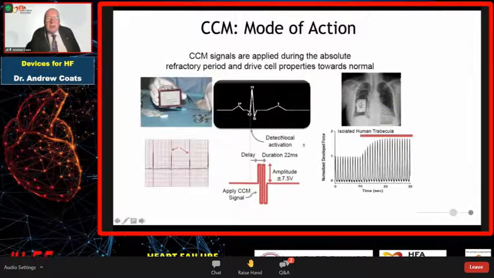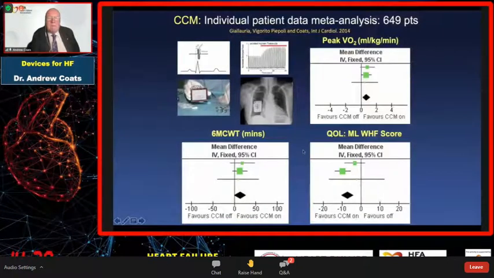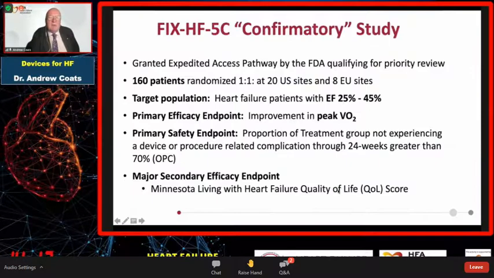The mode of action is shown there. And for isolated human trabeculae, myocytes, we see that rapid, very early, within seconds, increase in cardiac contractility, and placed in the chest is rather like a conventional pacemaker device. We performed an individual patient data meta-analysis some years ago now and showed that of all the randomized trials of this device, and of course with a single manufacturer, we know that we can get every patient, we saw a significant increase in peak VO2 of 0.8 mL per kilogram per minute, an increase in 6-minute corridor walk test, and an improvement in the Minnesota Living with Heart Failure Questionnaire.